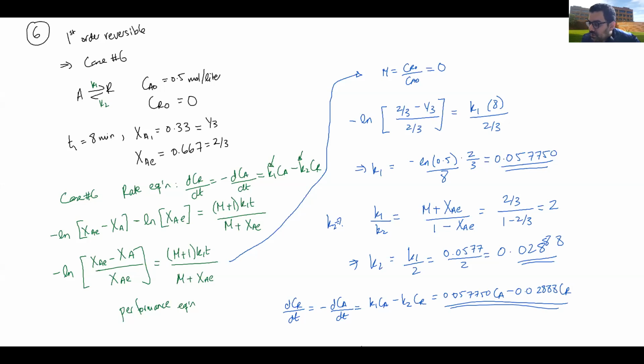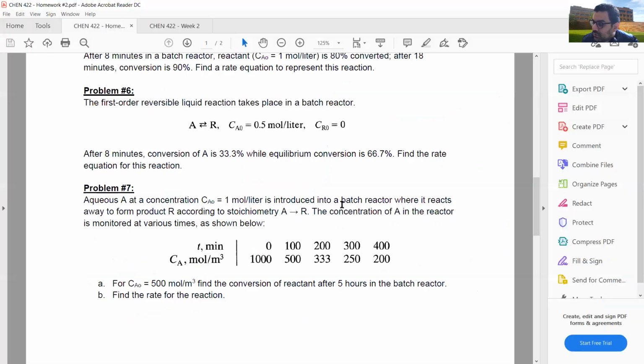Aqueous A at a concentration Ca naught equals 1 mole per liter is introduced into a batch reactor where it reacts away to form product R according to stoichiometry. A goes to R. The concentration of A in the reactor is monitored at various times as shown below.